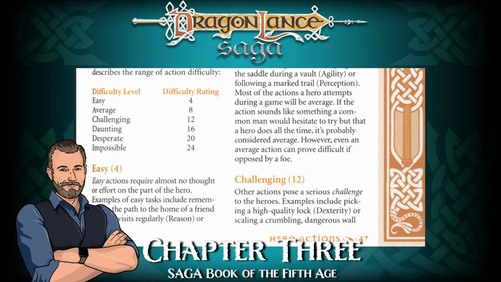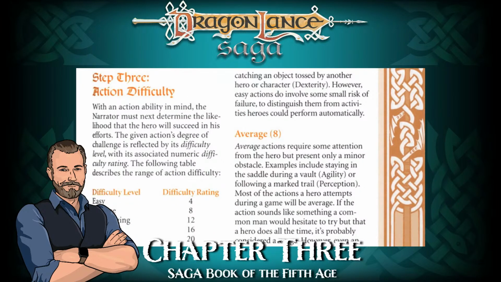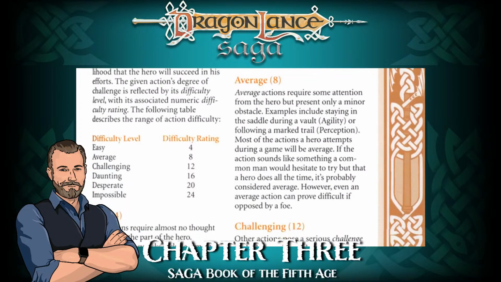Easy, 4. Easy actions require almost no thought or effort on the part of the hero. Examples of easy tasks include remembering the path to the home of a friend the hero visits regularly, reason, or catching an object tossed by another hero or character, dexterity. However, easy actions do involve some small risk of failure to distinguish them from activities heroes could perform automatically.